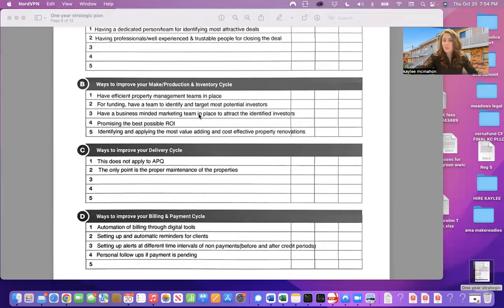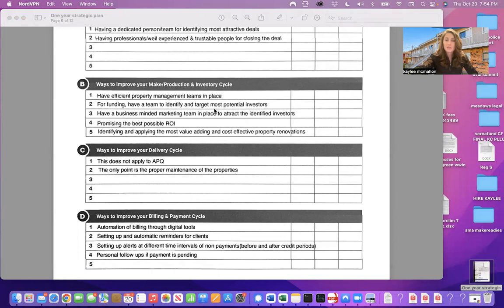So how do we improve our production and inventory cycle? Everyone has a different product, right? So whether it's for us doing deals and producing income for investors, selling shares, really doing deals, or whether it's someone that's producing a product. So for us, to make sure that we can improve our cycle, we wanted to have efficient property management teams in place. So those that meet the KPIs that they are assigned.